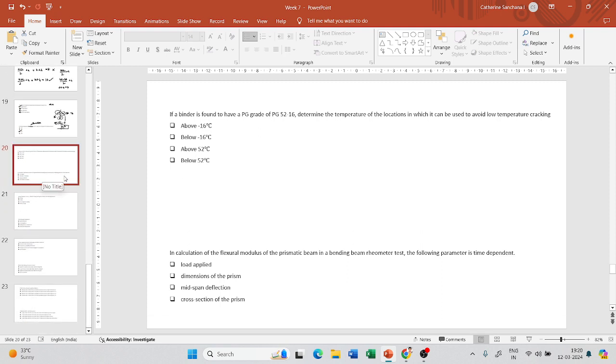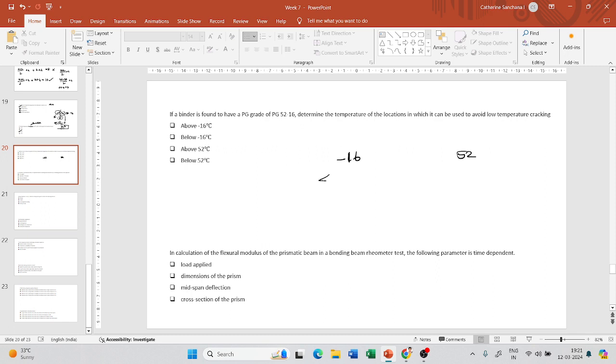So now moving on to the next question. If a binder is found to have PG grade of PG 52 minus 16, determine the temperature of the locations in which it can be used to avoid low temperature cracking. Okay. So this is my PG grade, 52 minus 16. So where can you use it to avoid low temperature cracking? What should be the temperature of the place?